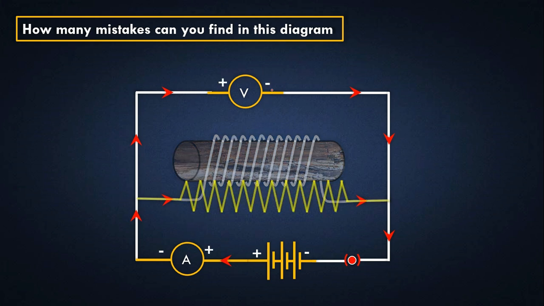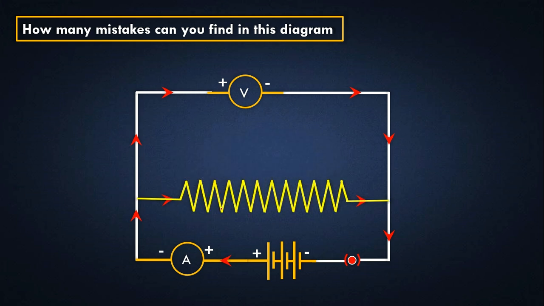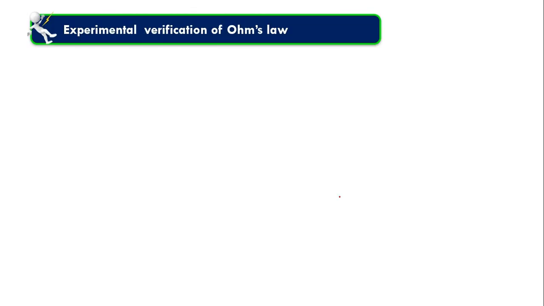Okay, and here we can place this resistance, a variable resistance or resistance like this. Okay. So this activity is very, very important: experimental verification of Ohm's law.